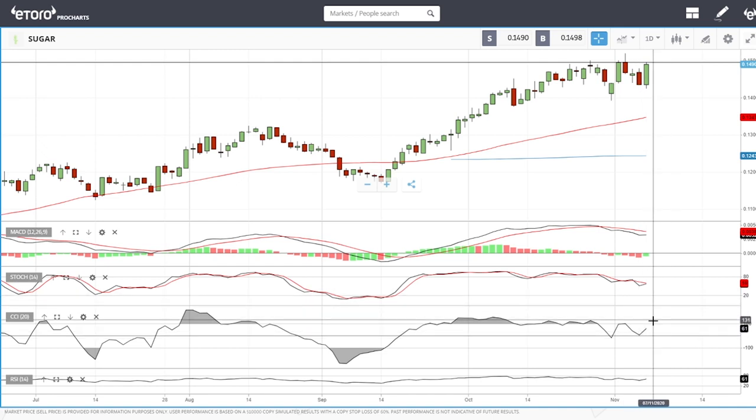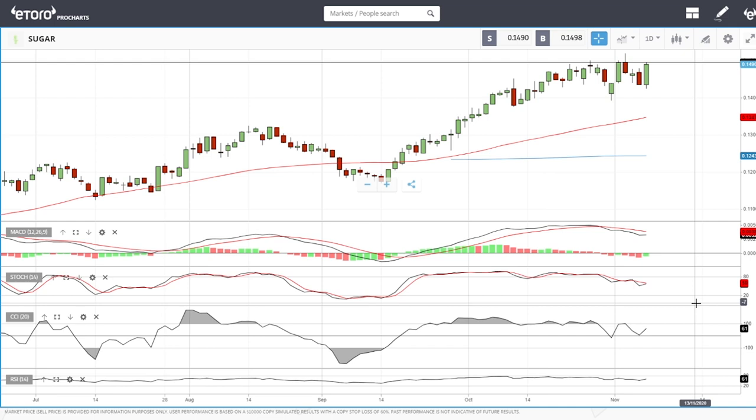It's probably the best indicator that you can use in most of these commodities because it reacts much faster than the other oscillators. So this is my favorite indicator when it comes to technical analysis for commodities, because it reacts so fast. So we are testing these highs.